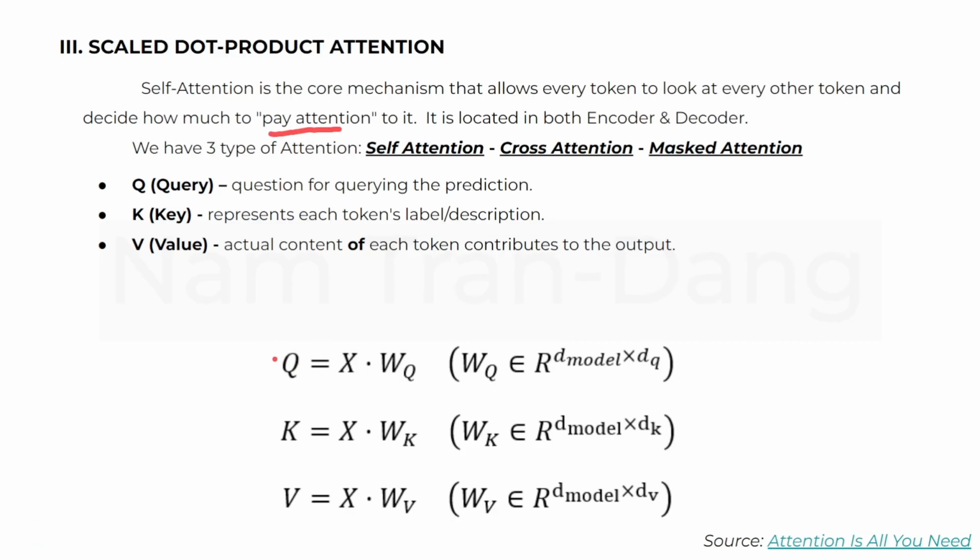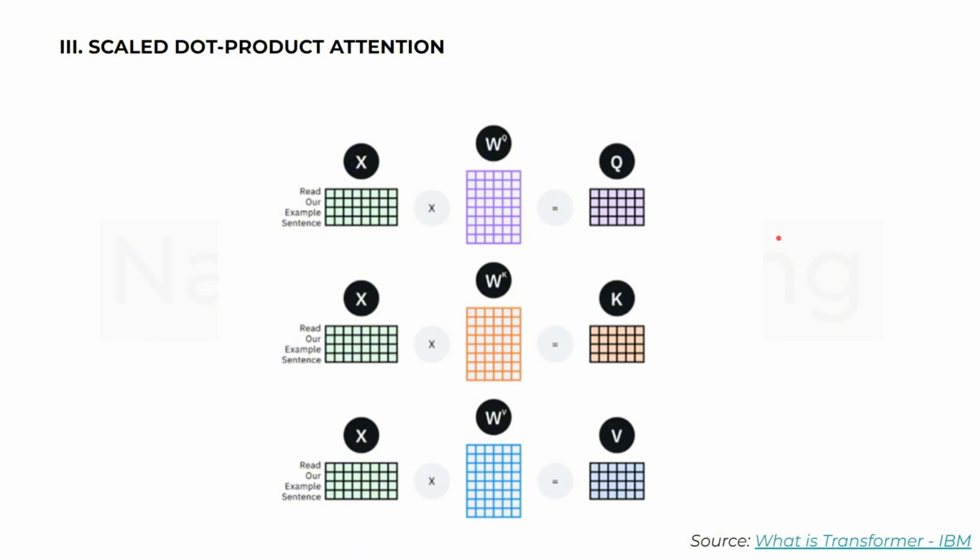In order to create these three vectors, we need the input X we mentioned before. It is the embedding value, and it is multiplied with the weight matrices, which are learnable by the model. Here is an image of the visualization of how it works. For example, here is the X matrix or vectors. It passes through the weight matrix and then creates the vectors here. I referenced this from the website "What is a transformer" from IBM.